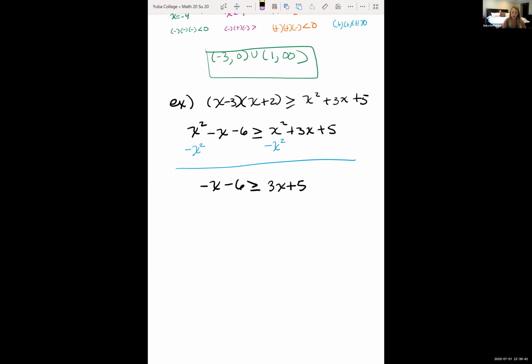So this is where we get all the terms with the variables on one side, all the constants on the other side. So if we subtract 3x on both sides, add 6 to both sides, this would give me -x minus 3x is -4x. This is greater than or equal to 5 plus 6, which is 11. Divide both sides by -4. This is where you have to be careful. We're dividing by a negative, so our inequality is flipping. It's less than or equal to 11 divided by -4.